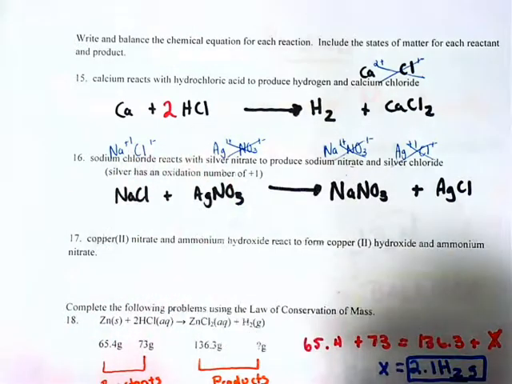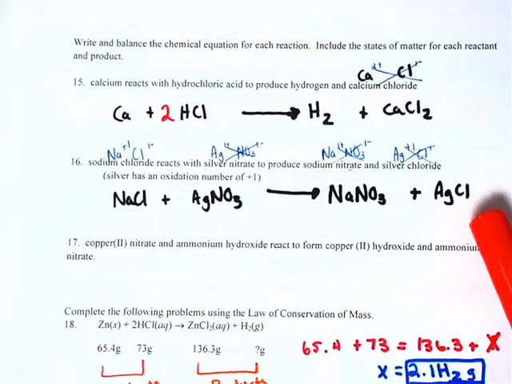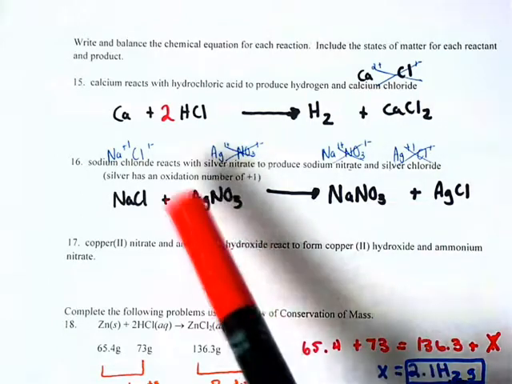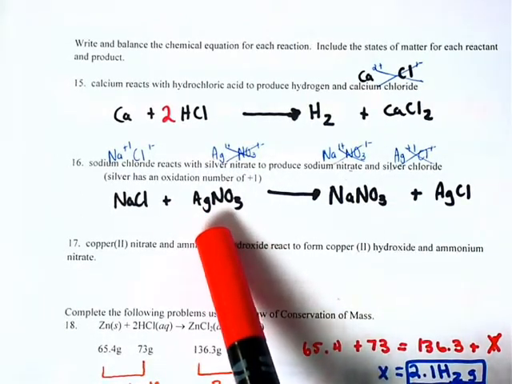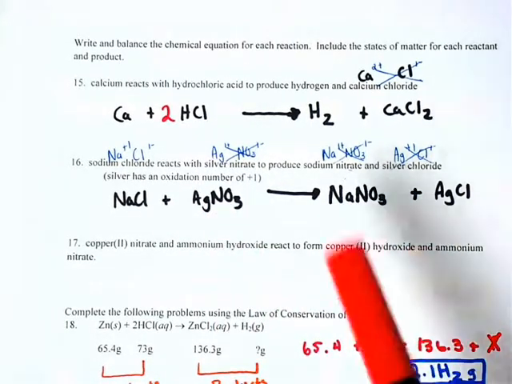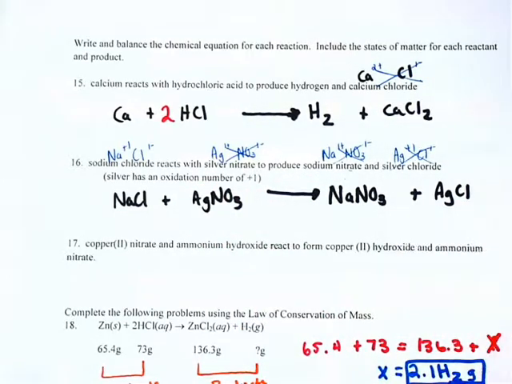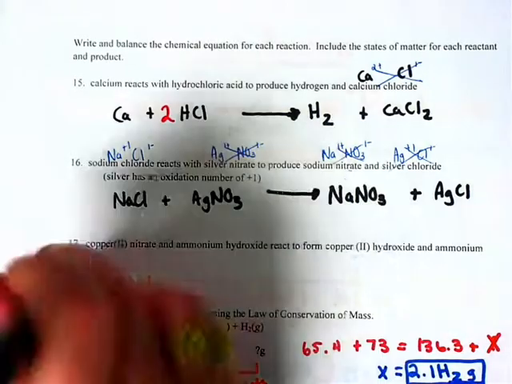How many chlorines are there on the left? On the right? That's not an issue. How many N's on the left? 1, right? On the right? Oxygen's on the left. Right? It's already balanced. You don't need to add any numbers. Good? 17 you'll work out on your own.